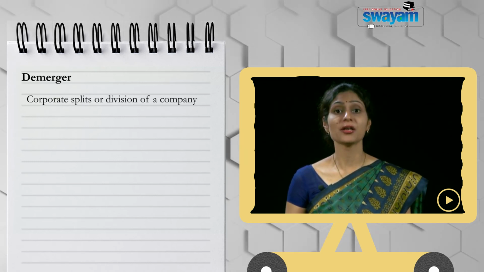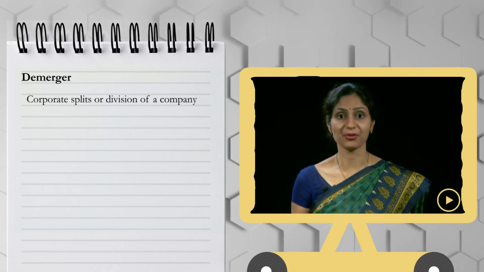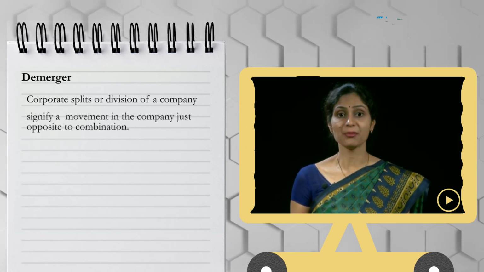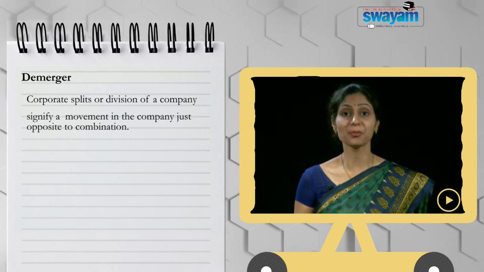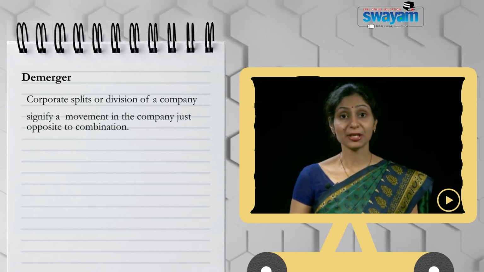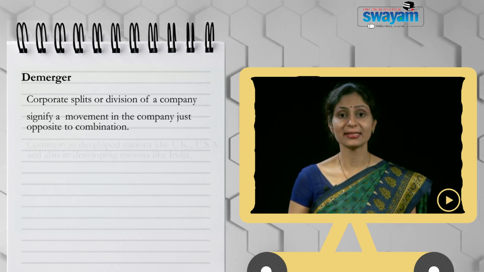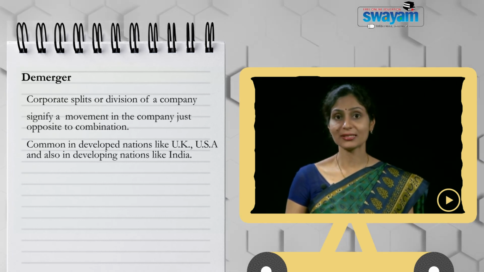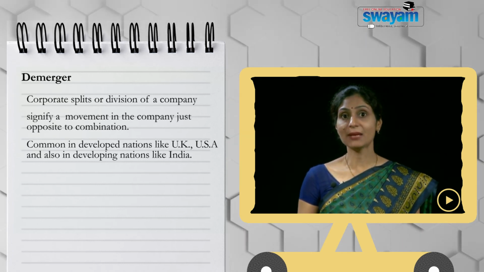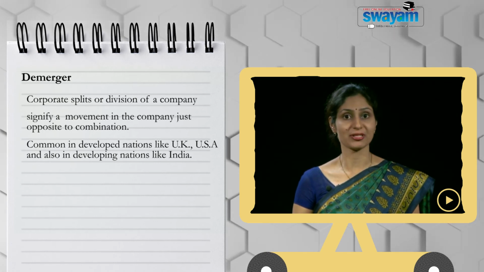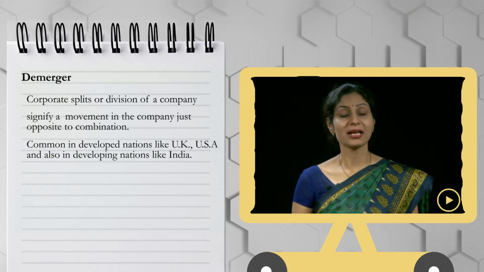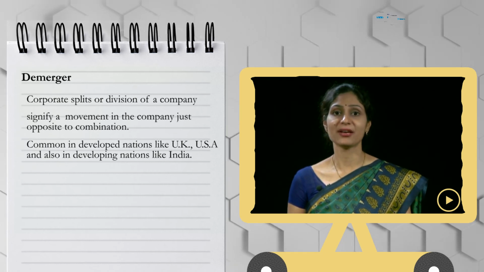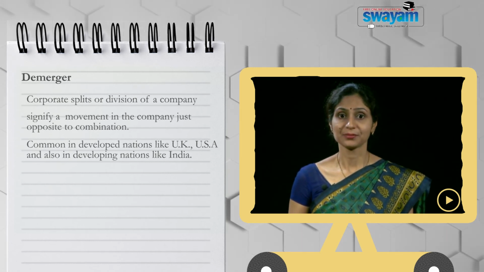Demerger is another form of corporate restructuring exercise in which the corporate splits or divides the company. It is a division of the company. It signifies a movement just opposite to merger, just opposite to combination. This kind of restructuring exercise is common in developed nations such as the UK and USA, and also in developing nations like India. We find many examples of demergers taking place in the Indian corporate sector. A common example is when Reliance Industries Limited demerged into various other undertakings.